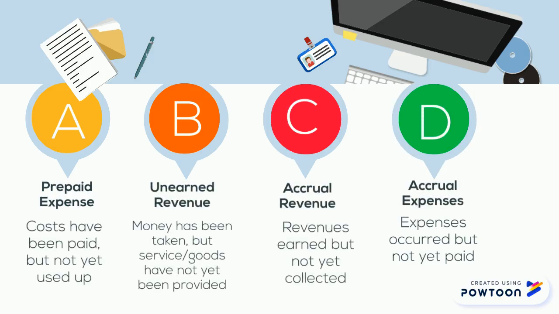First is prepaid expense: costs have been paid but not yet used up. Second, unearned revenue: money has been taken in but services or goods have not yet been provided. Third is accrued revenue: revenue is earned but not yet collected. And fourth is accrued expenses, where expenses have occurred but not yet been paid.